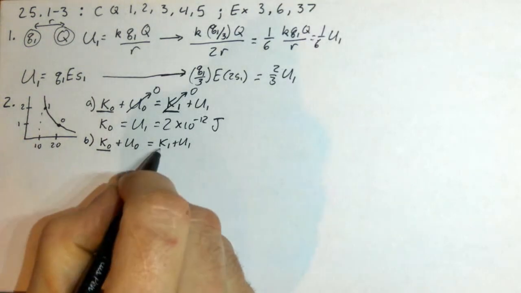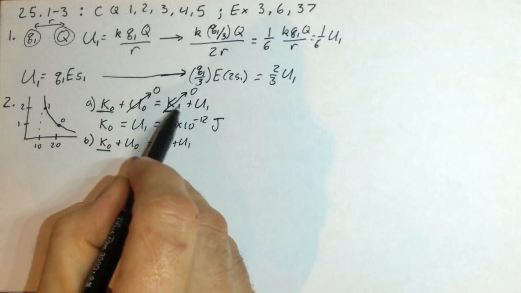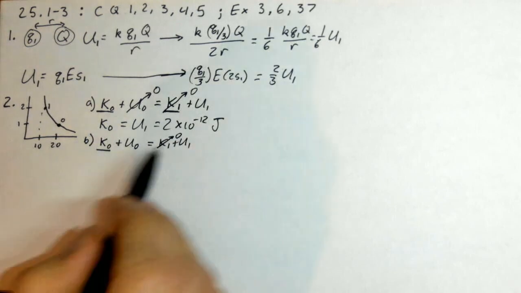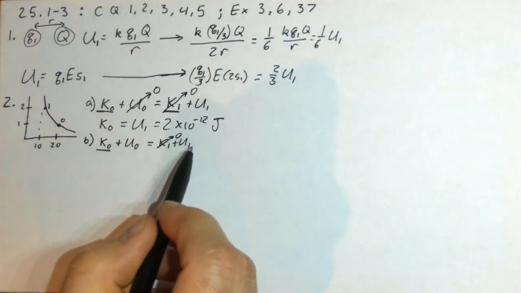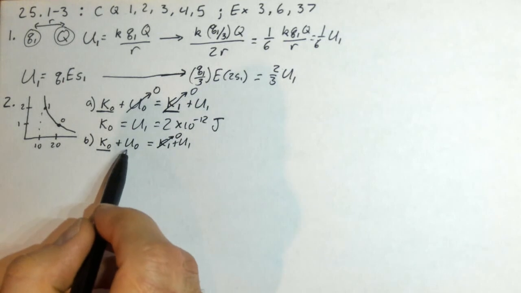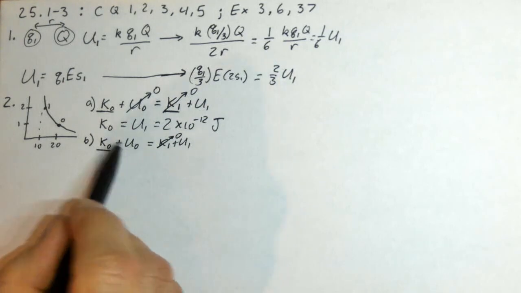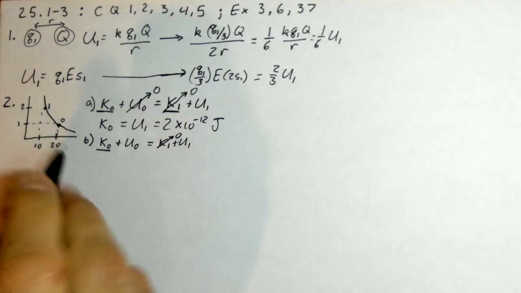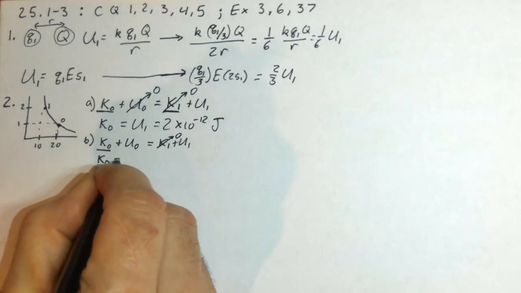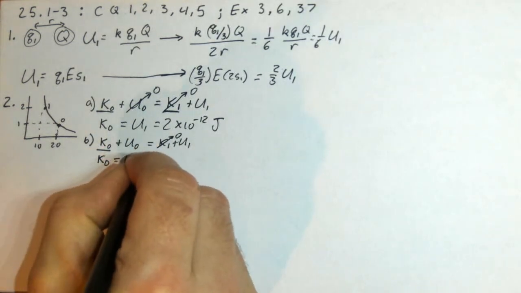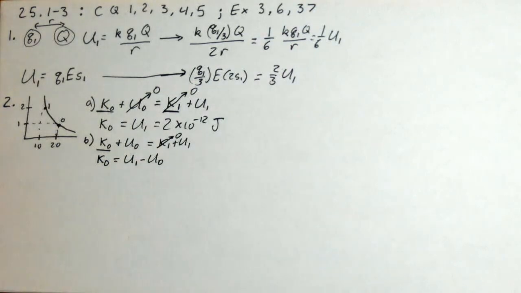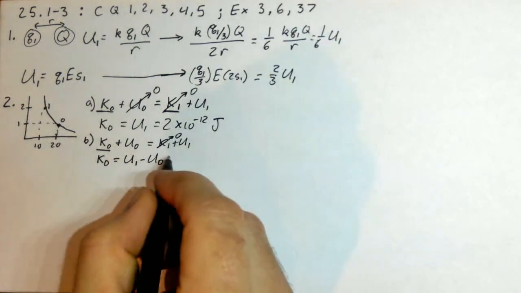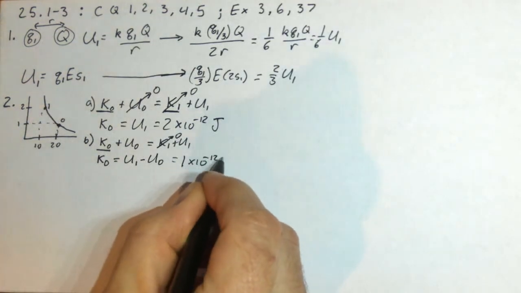Okay, K1 is the same K1 we had up here. It still stopped up there, so that's still 0. U1 is still this value, so I know that one. The question is, what is U0? It's not 0 this time, because it's not far, far away. But I can read it off the graph. And so I can rewrite this now and say K0 is equal to U1 minus U0. U1 is 2 minus 1. This is going to give me 1 times 10 to the negative 12 joules.